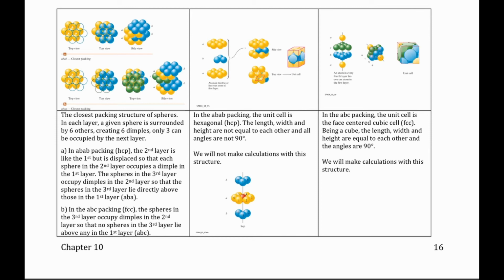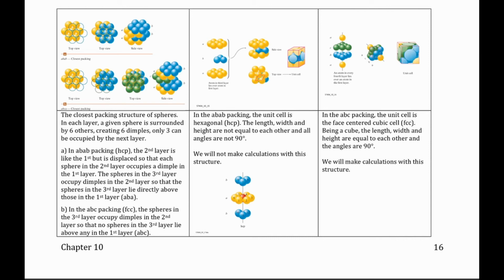And then in the layer below it, 3 more balls touch it. Those are given by 11, 12, 10, 11, and 12. So that ball in the middle is touching 6 plus 3 plus 3, or 12 other balls. The coordination number is 12 for hexagonal closest packing.